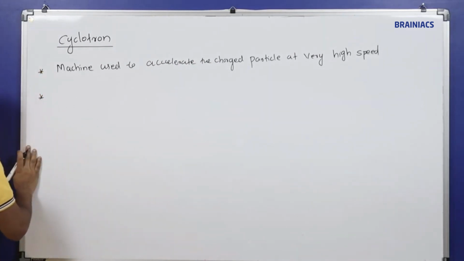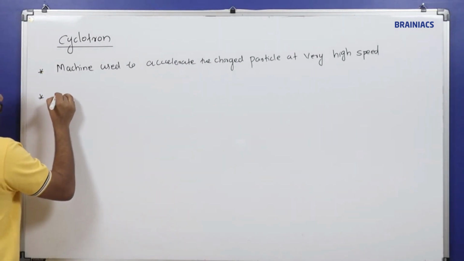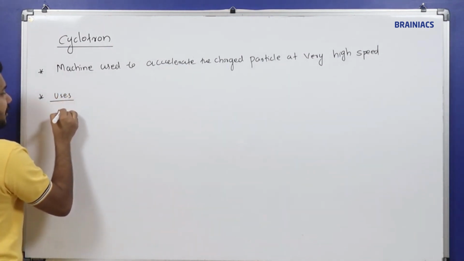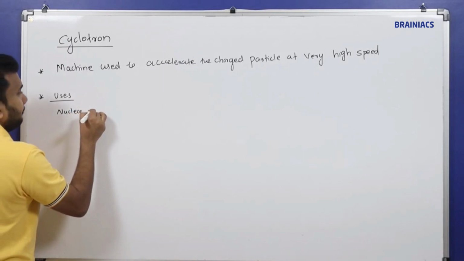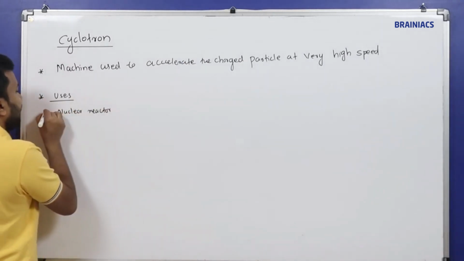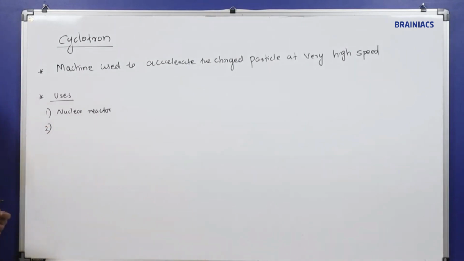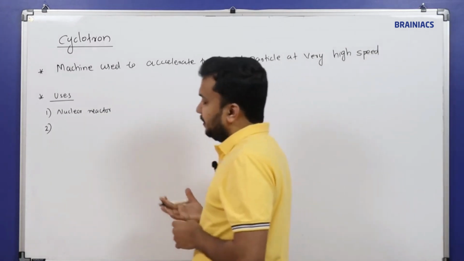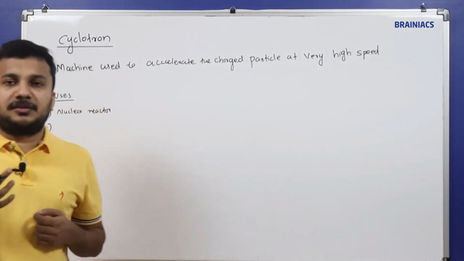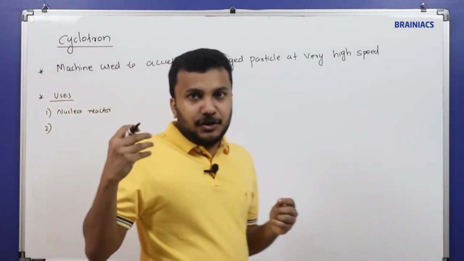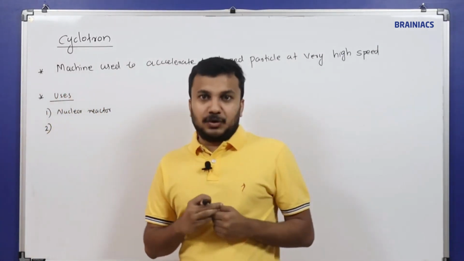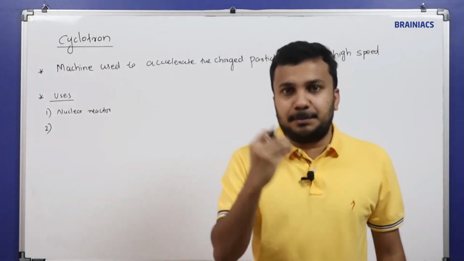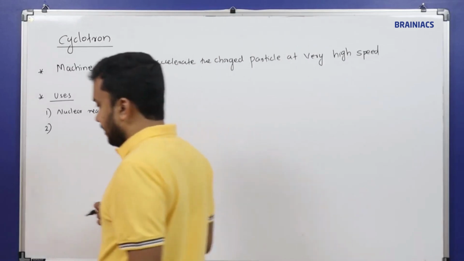This is a device, and it is used in nuclear reactors. Why do we use it in nuclear reactors? For example, in nuclear fission and nuclear fusion, which are processes of bombarding neutrons onto helium or some radioactive material. So for that bombarding purpose we are using it with a nuclear reactor.